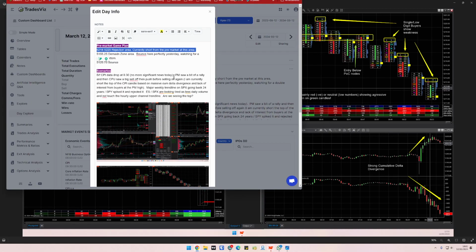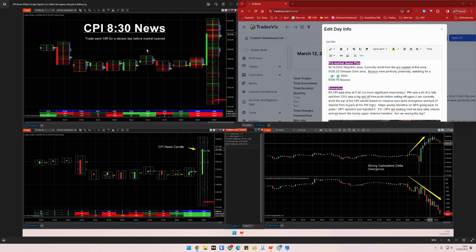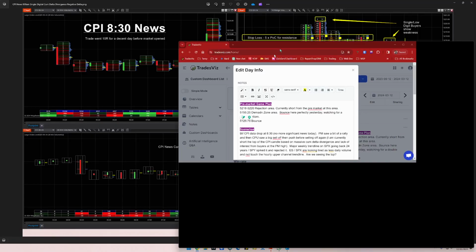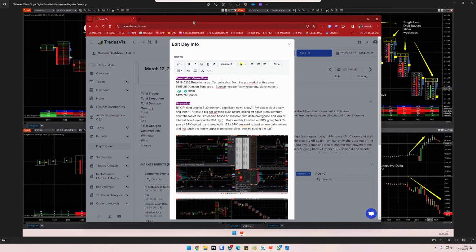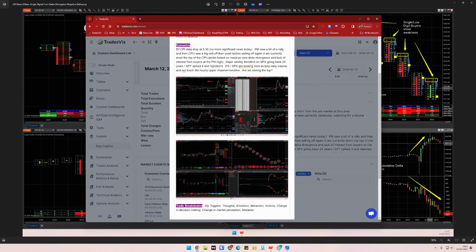Obviously I use an online application called TradesViz, which I do all my pre-market notes in, and then I journal my trades afterwards and during the trades. It's great software. And obviously I put screenshots in, so I know exactly what it looked like when I got into the trade as well. So you can see the divergence here. This is when I got in. A big divergence and it sold off, which is perfect, exactly what I was looking for.